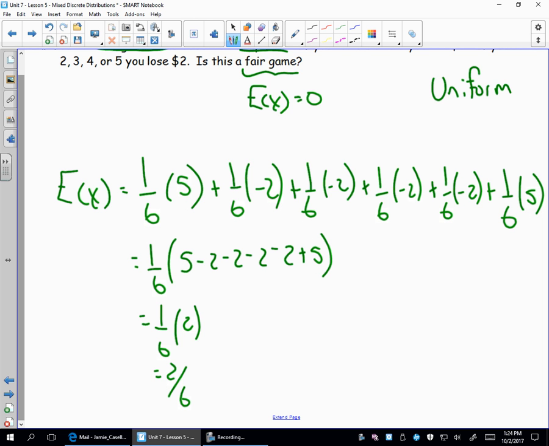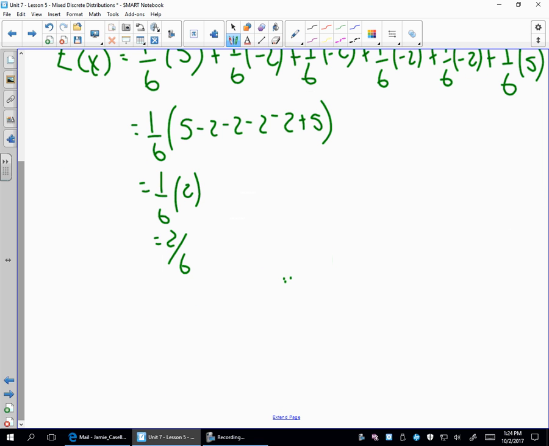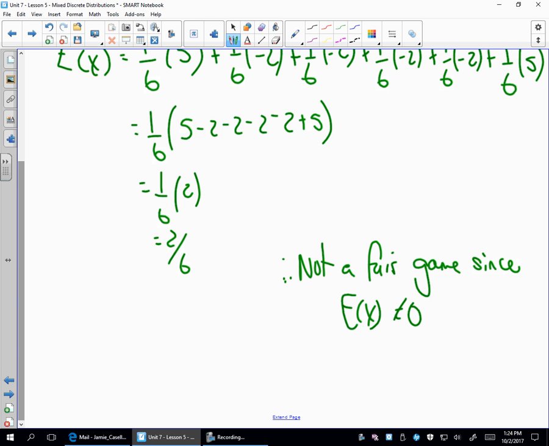So odds are on average, I'm going to come away with money. So is this a fair game? No. Not a fair game, since EX is not 0. You actually have a better chance of winning money in this game than you do losing it. You come out on the positive side.